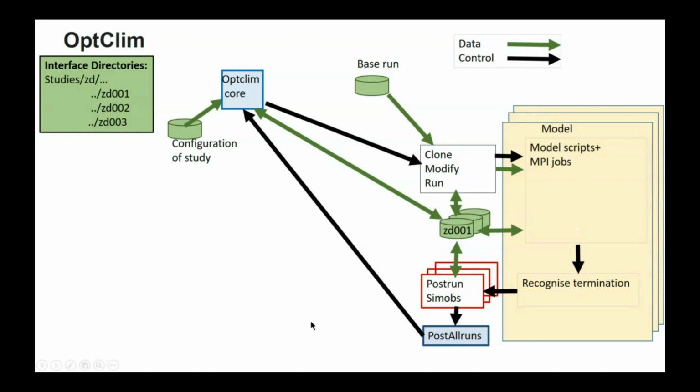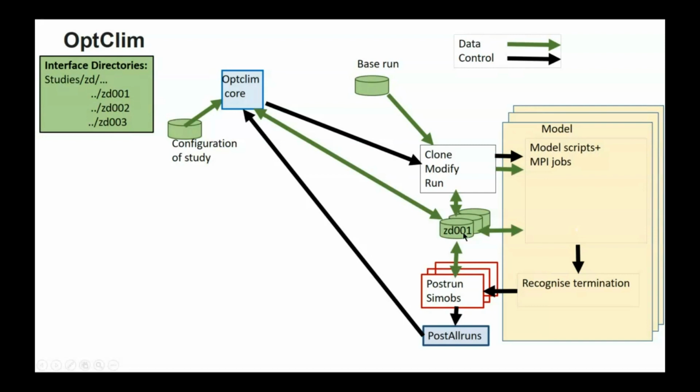And one of the factors that helps us to keep this synchronized is that we have what we call interface directories. Well, firstly, a study will usually have a unique name. So in this case, we've got a study called ZD, and the runs generated by OPTCLIM will be numbered ZD1 and upwards. So that ZD is a unique identifier for that particular study.